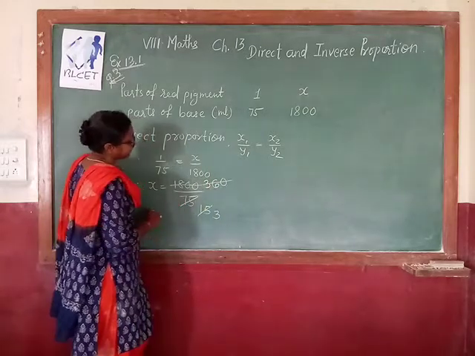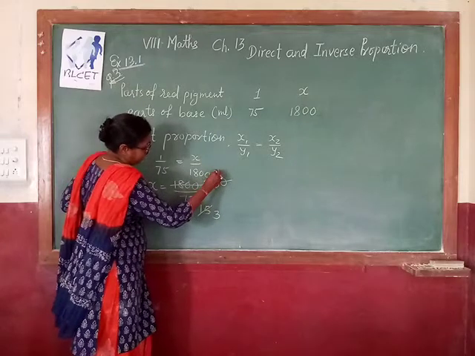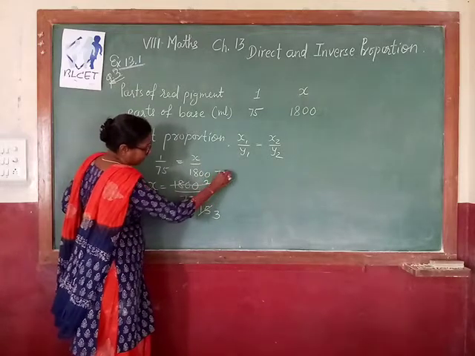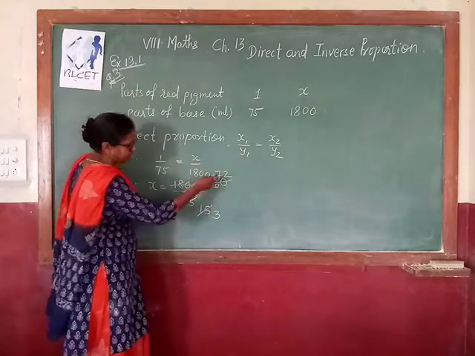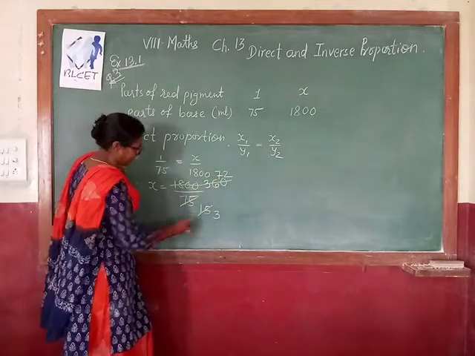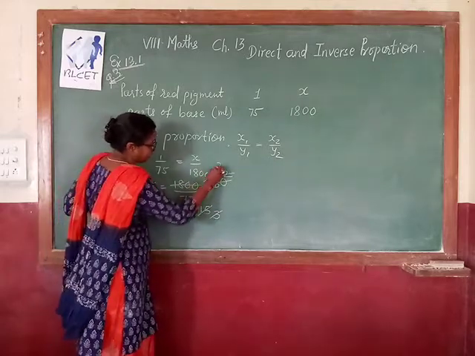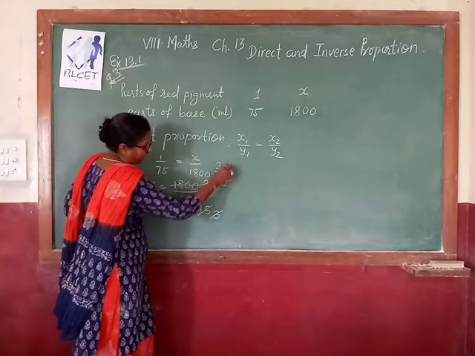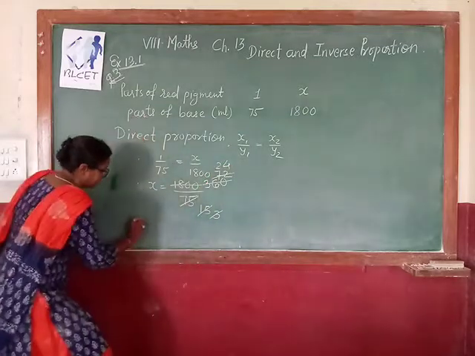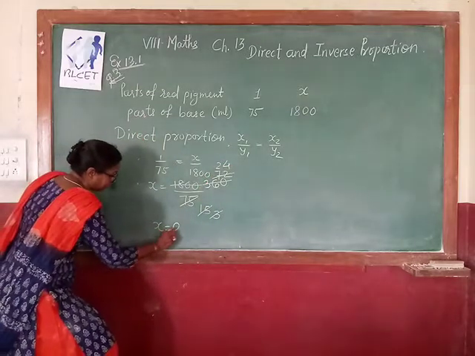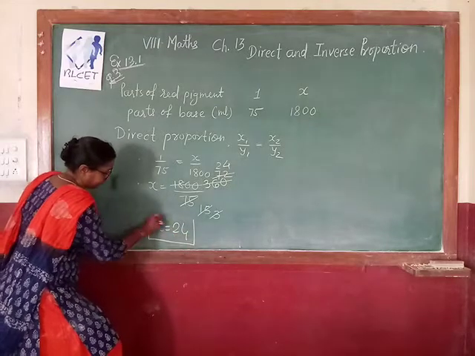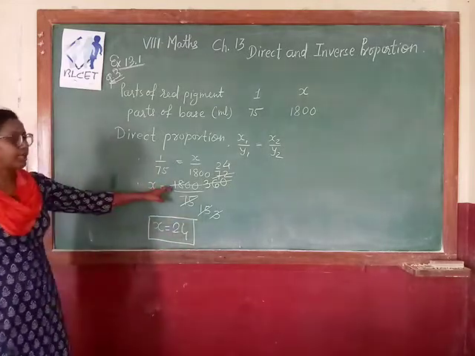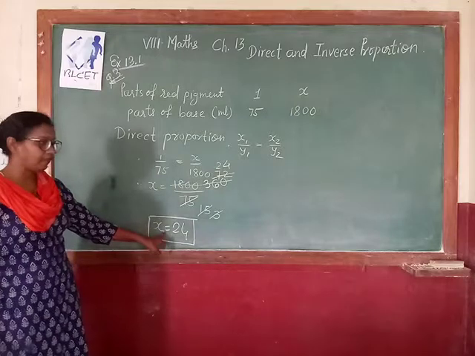Here it is 5 7s are 35. 1 is left. 5 2s are 10. Again this term is divisible by 3. So 3 2s are 6. 1 is left. So 12. 3 4s are 12. So what is your answer? x is equal to 24. So this way we can do the cancellation and find the value of x.